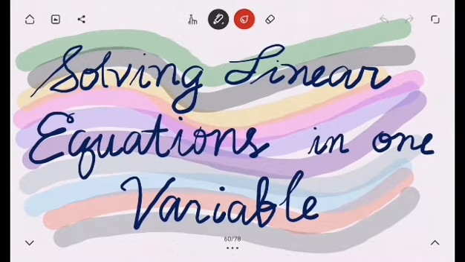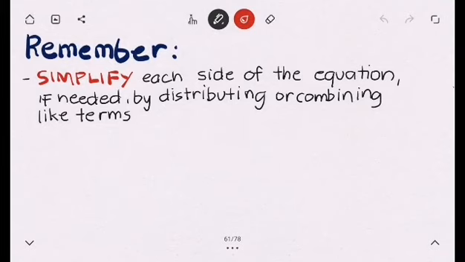Magandang araw mga classmate. Ang pag-uusapan natin ngayong araw ay kung paano mag-solve ng mga linear equations in one variable. Okay, so tandaan natin yung mga step kapag tayo ay magsosolve ng mga linear equation in one variable.